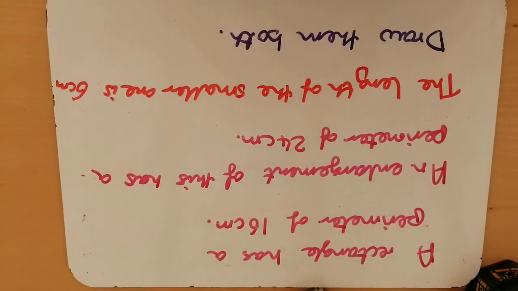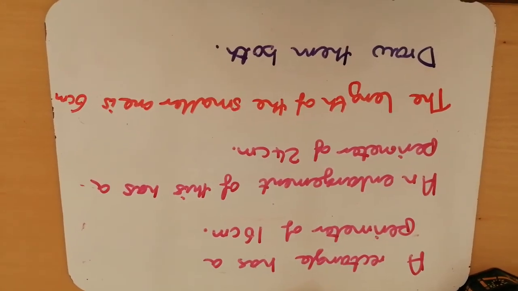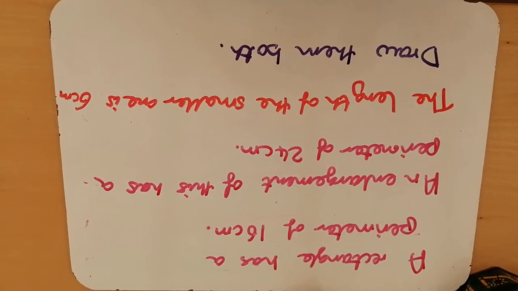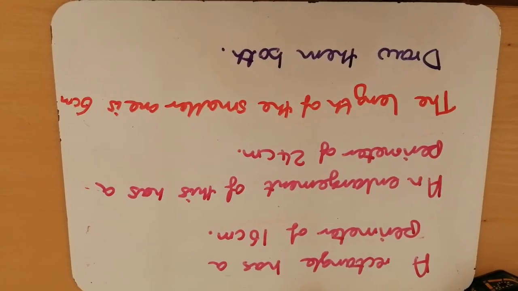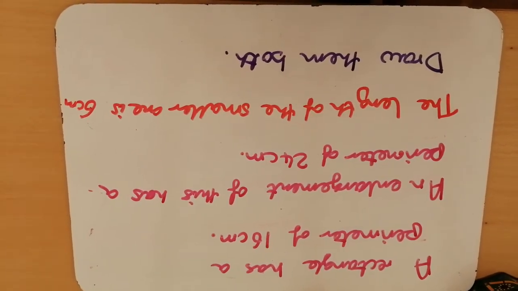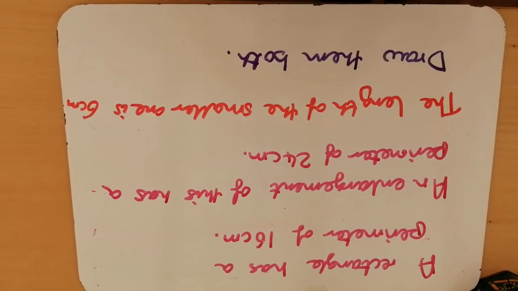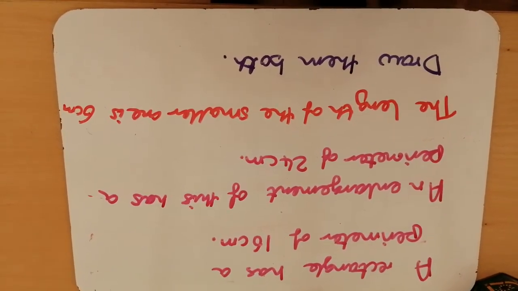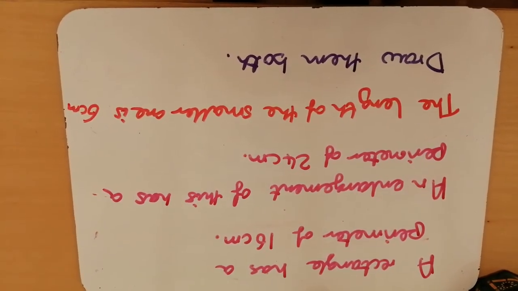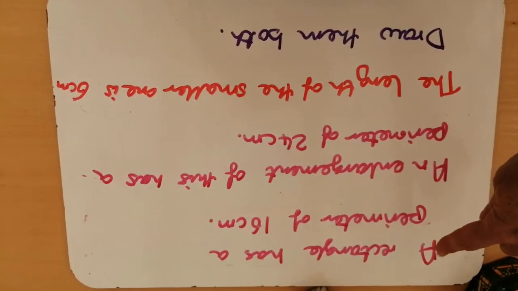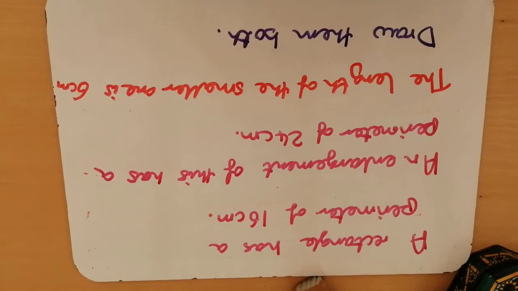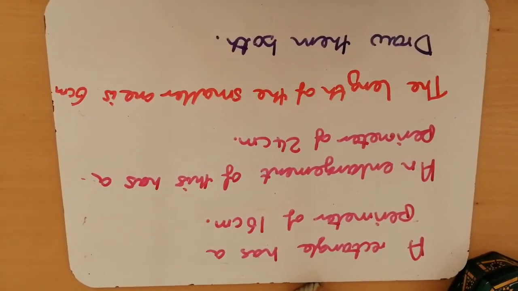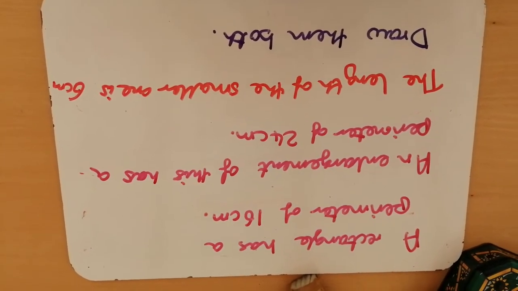Here's a reasoning problem for you. A rectangle has a perimeter of 16 centimetres. An enlargement of this rectangle, so it's a similar rectangle, has a perimeter of 24 centimetres. The length of the smaller one is 6 centimetres. Can you draw them both and label them? Pause the video and have a try.